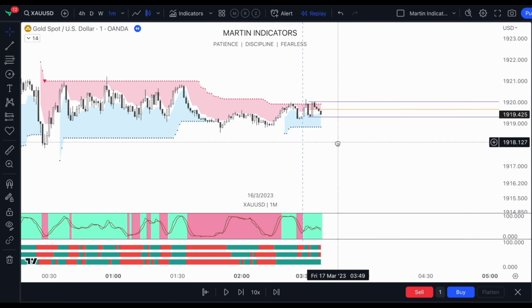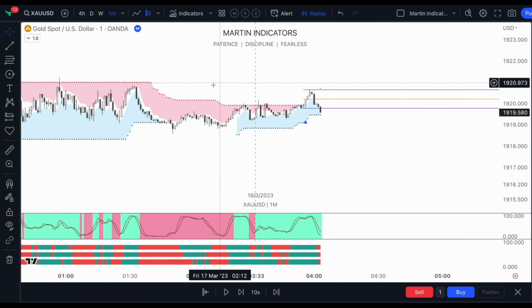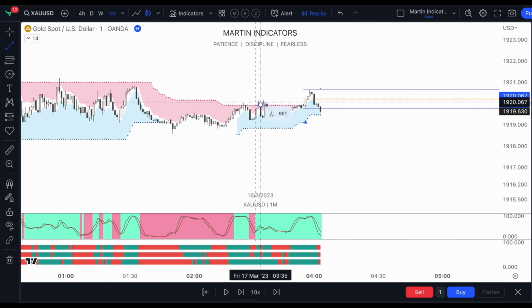So this is the start of the day. So we'll wait for a breakout. There we go. We have a breakout. Let me just check. So we'll just mark the high. So this is a signal candle. This is a trade candle.